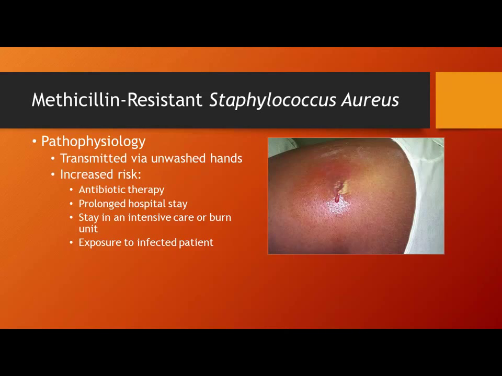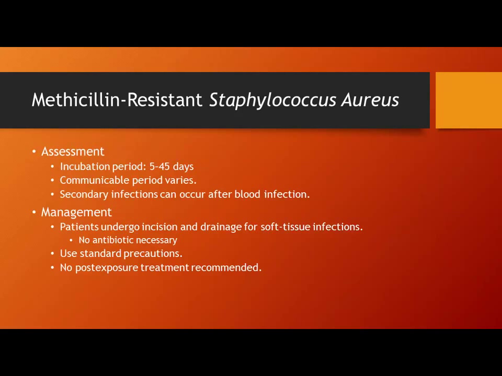MRSA is the one that we hear about a lot, and it's one that we see lesions on the skin. Oftentimes, this will just be shortened and called a staph infection. Oftentimes, these patients will need to undergo an I&D, incision and drainage, from the soft tissue infections. I know somebody that actually had a staph infection just in her finger, and they had to go in and kind of drain that pus out and all.